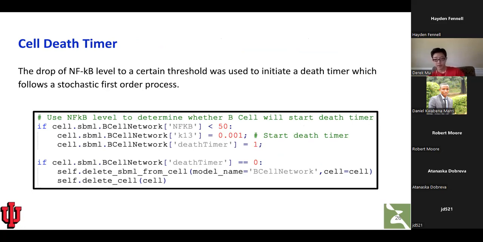The B cell death timer follows a stochastic first order process, and it was initiated by the drop of the NF-kappa-B level to 50 or less. And if the timer reaches 0, then the cell is deleted or undergoes apoptosis.